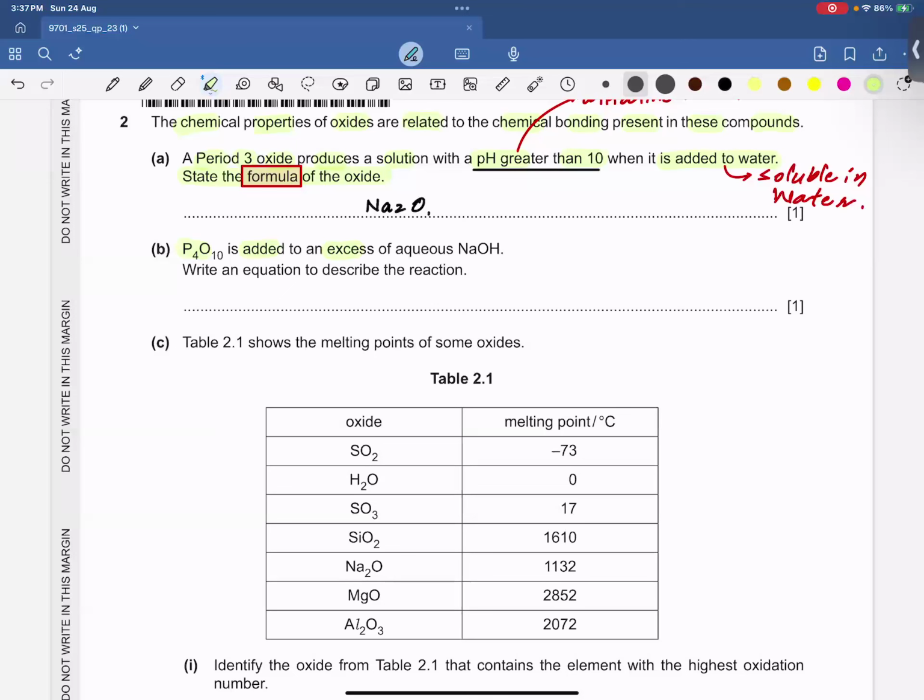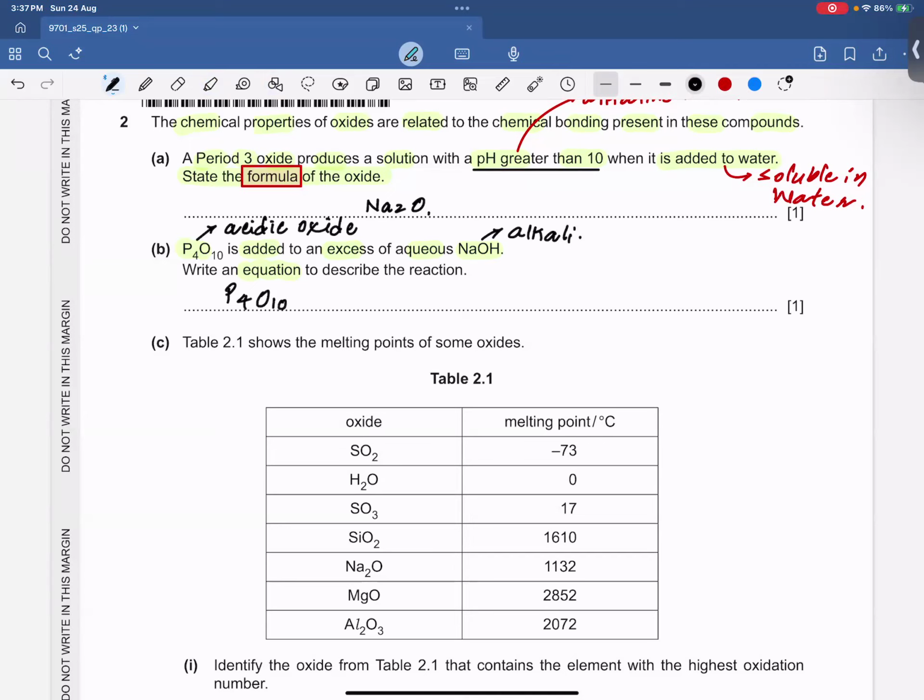P4O10 is added to an excess of aqueous NaOH. By the way, P4O10 is basically an acidic oxide because it is a non-metal oxide. NaOH is an alkali, which means both of them can react together. The examiner is looking for the equation. So that's very easy. We have done that in class.